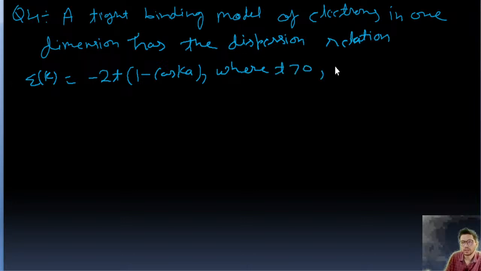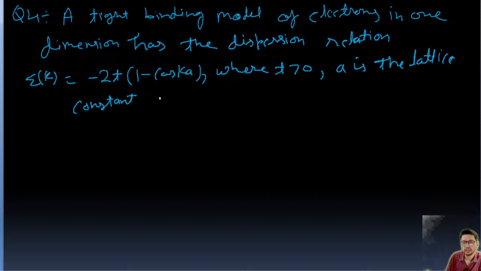Okay, a is the lattice constant, and k is between minus pi by a and plus pi by a. Okay, pi by a.